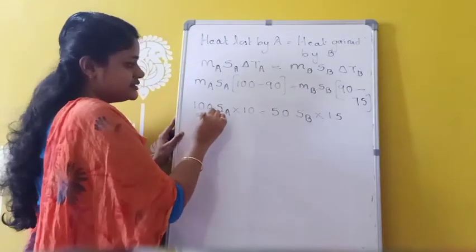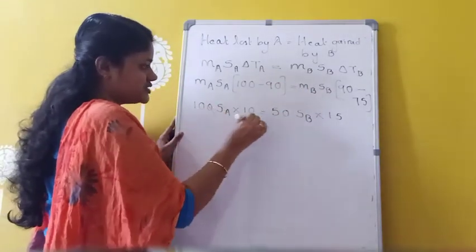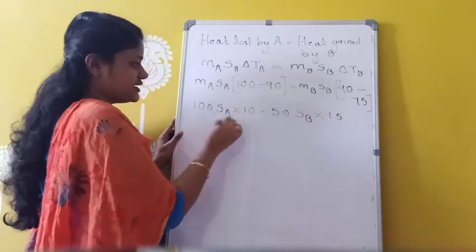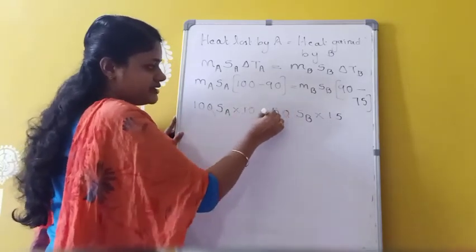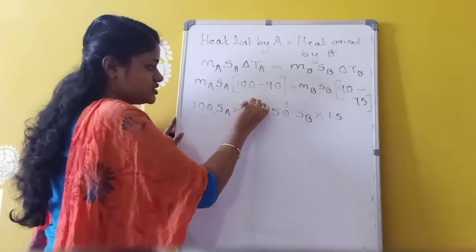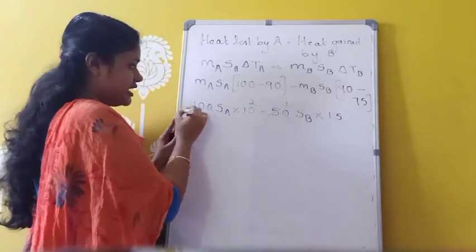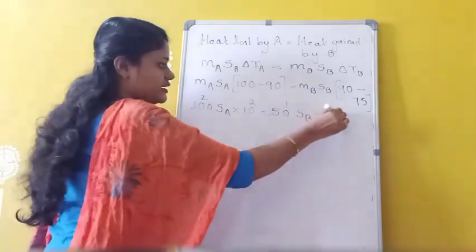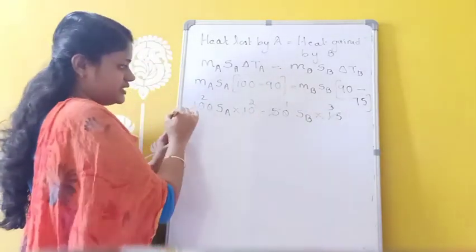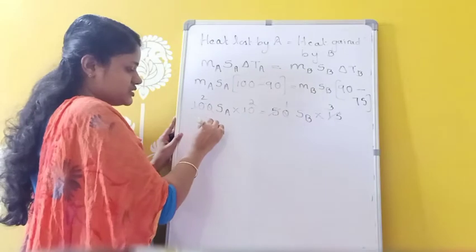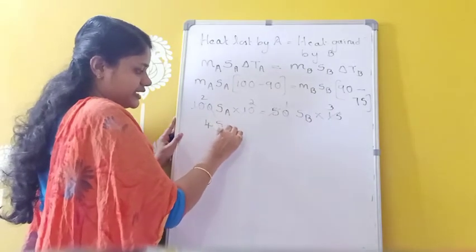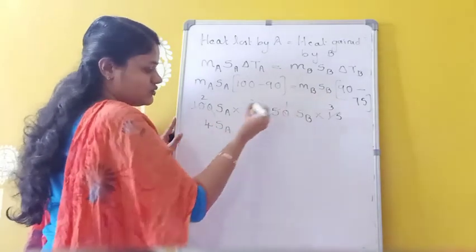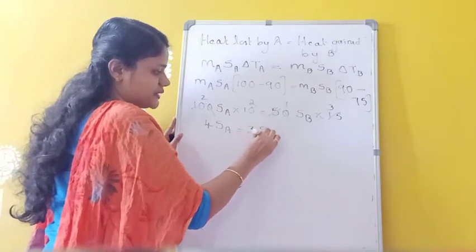Now we can cancel the equal terms. So here 10 and 10 will cancel, and here 10 and 5 cancel. So here it becomes 2. Then we have this 10 and here 15. So 2 fives are 10 and 3 fives are 15. So now we have 2 into 2, how much? 4 SA equals 3 into 1, 3 SB.